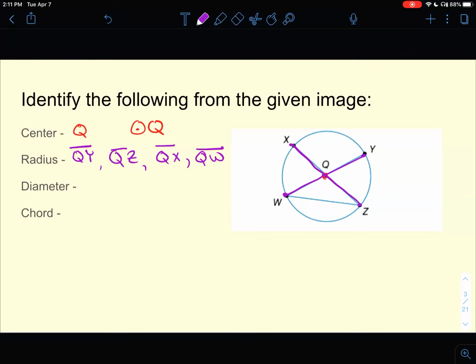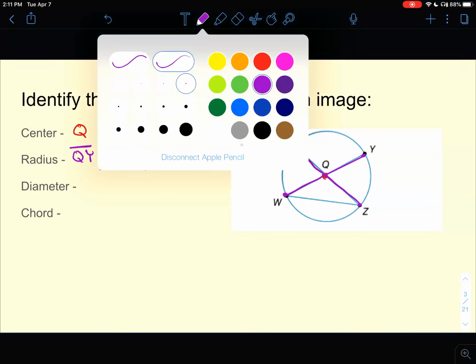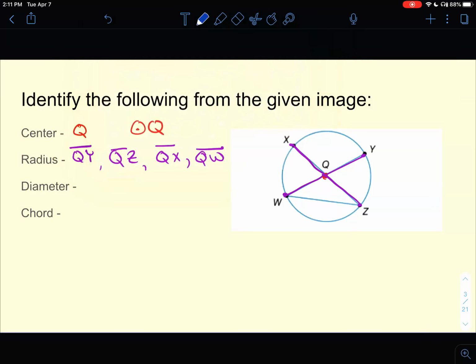We also have two diameters in this particular situation. So our diameters are the ones that go on the circle. They're chords that are on the circle but pass through the center. So here's W through the Q to Y. So WY is a diameter, as is the segment XZ.